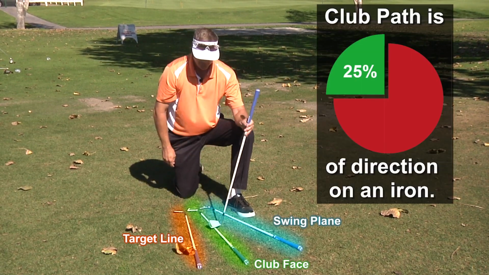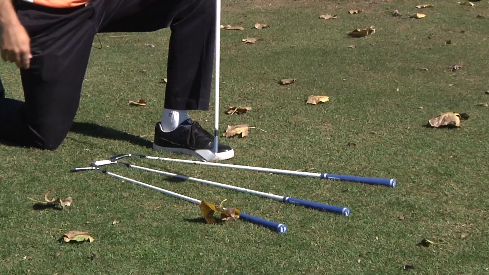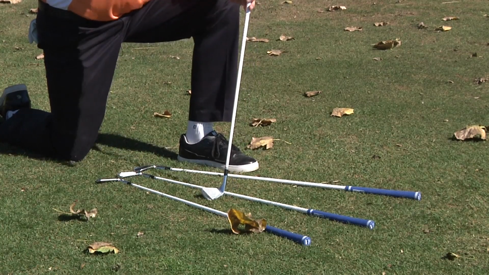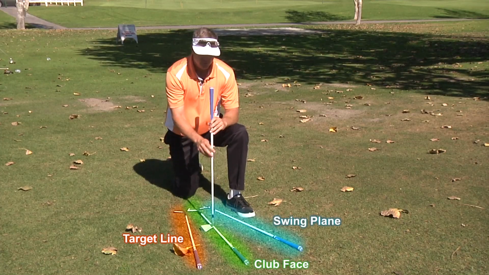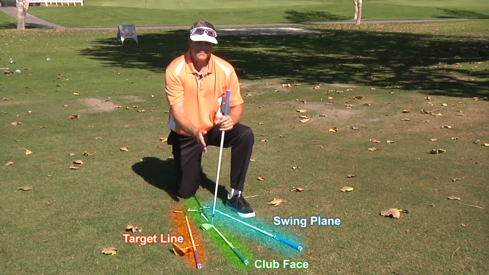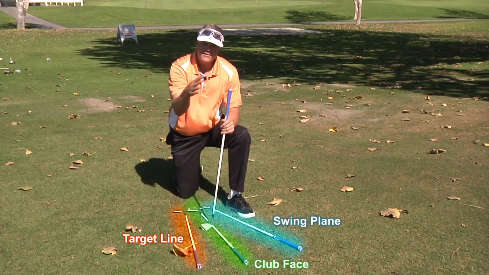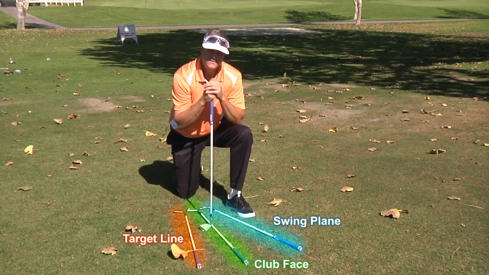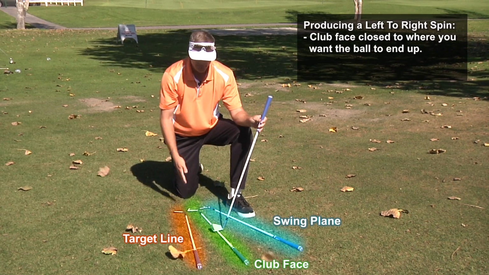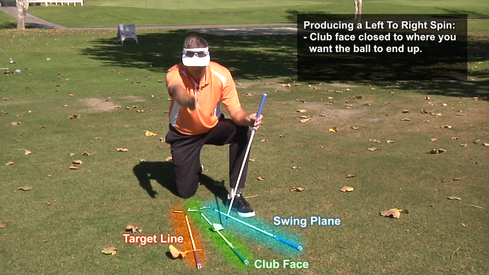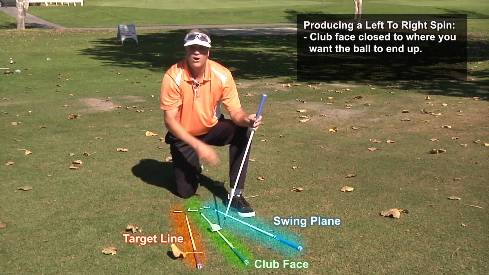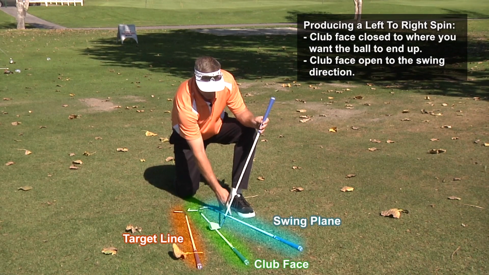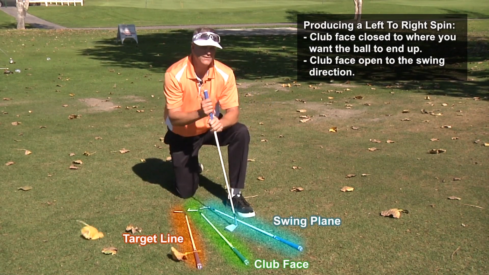So here we go. There's where I'm trying to get the ball to end up. Here's where I want to start the club head, and I'm swinging quite a bit left of where my club face is aligned. So if I swing more left than my club face is aligned left of the target, I'm going to produce a left to right spin that'll bring it back to the target line. So you can see if that's the case, my club face, there's where I want the ball to end up. My club face is closed to where I want the ball to end up, but it is open to my swing direction. So we got two different things here.